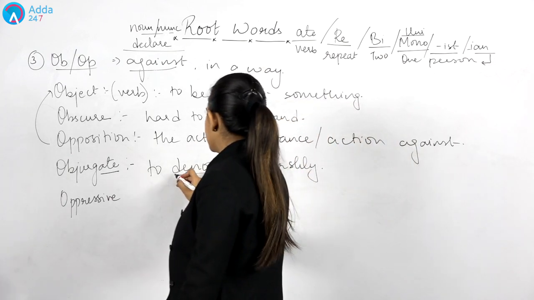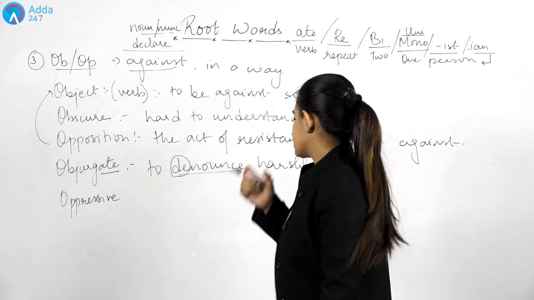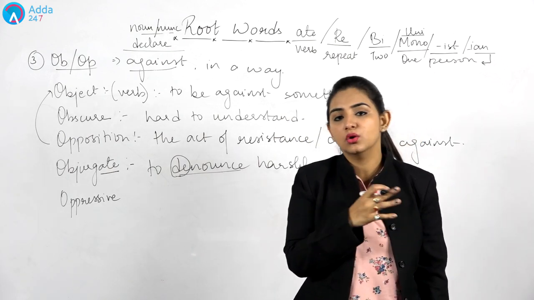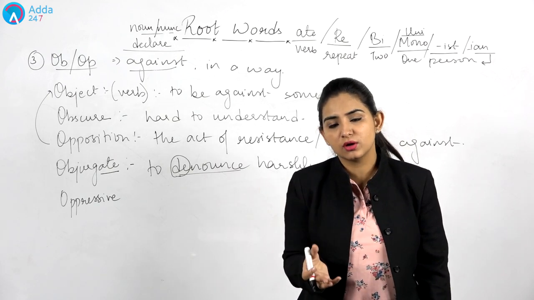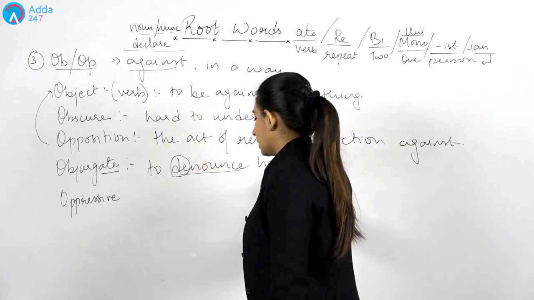Now, whenever we add D to something, this talks about the negative form of it. So, when I say denounce harshly, this means what? This means that you are criticizing something a lot. You are condemning something a lot. You are saying negative things about something a lot. And that is what we mean by objurgate, to denounce harshly.